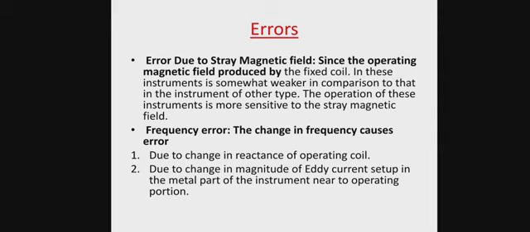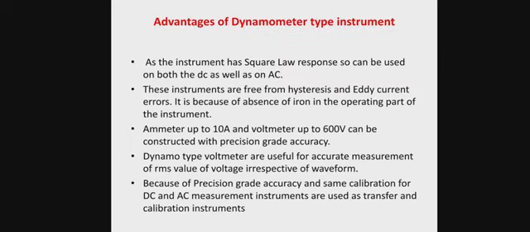Frequency error. A change in frequency causes error for two reasons: due to a change in reactance of the operating coil, or due to a change in the magnitude of eddy currents set up in the metal parts of the instrument near the operating portion. Then going to the next part of this lecture, the advantages and disadvantages of dynamometer type instruments.